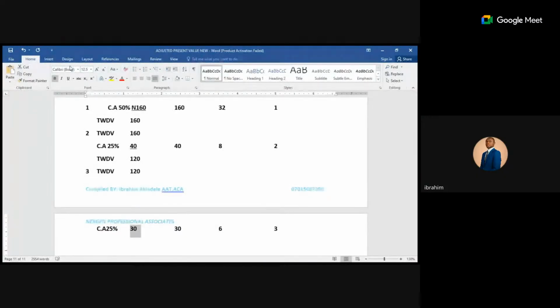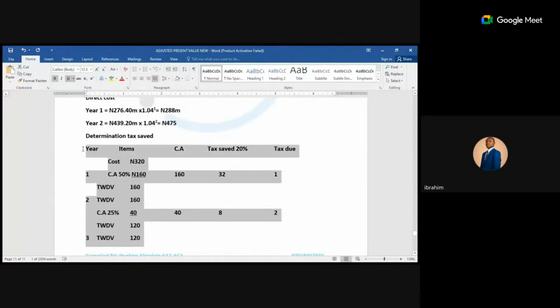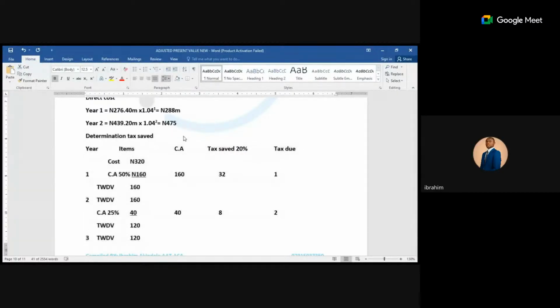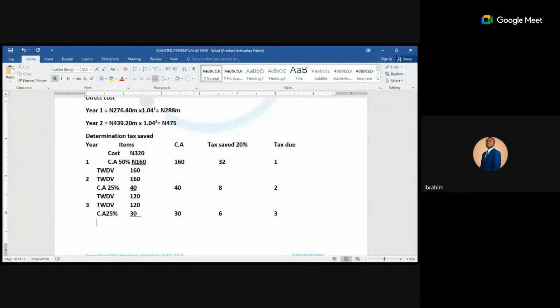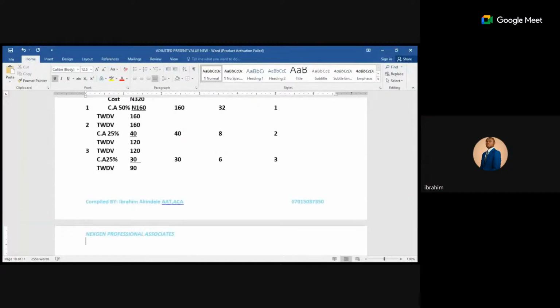Class, what will be the tax written down value? 90. Thank you. The tax written down value will be 90. You should not forget that year 4. Year 4, tax written down value is 90.